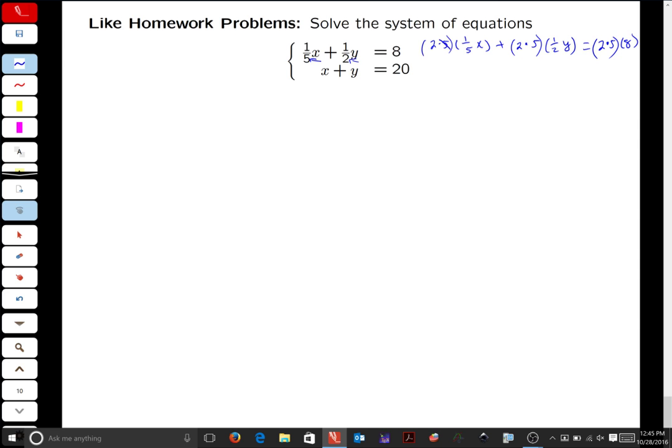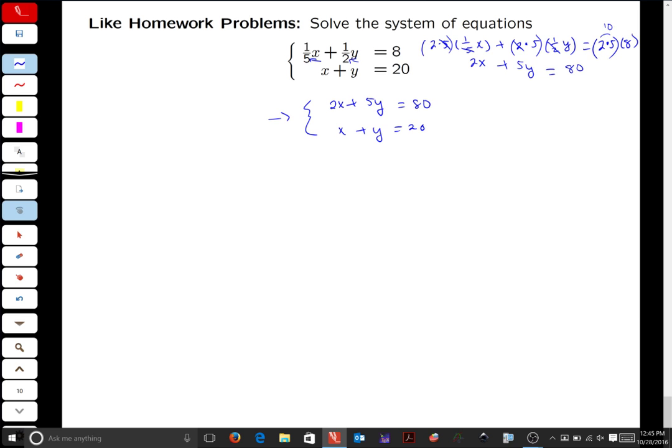So this 5 and that 5 cancel, and you're left with a 2x. Over here, the 2's are going to cancel, and you're left with a 5y. And then here you have 2 times 5 is 10, 10 times 8 is 80. So you get 2x plus 5y equals 80, and your second equation stays the same. So let me rewrite them. And this is the system we solve.